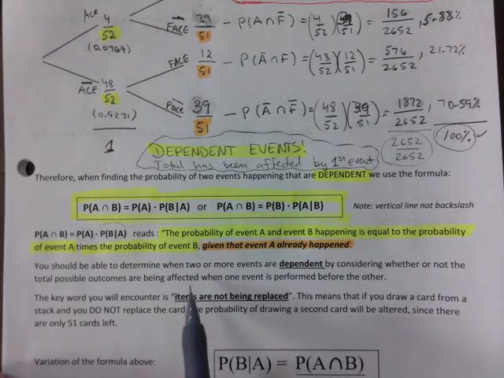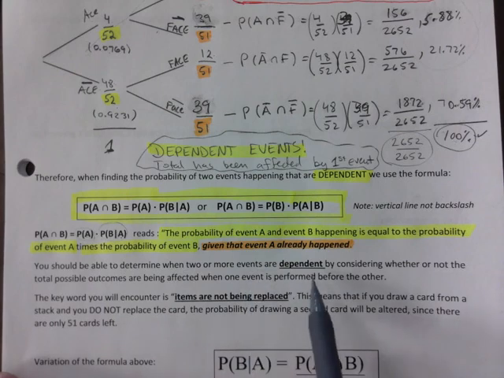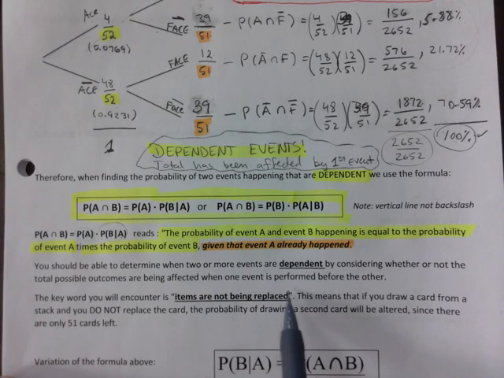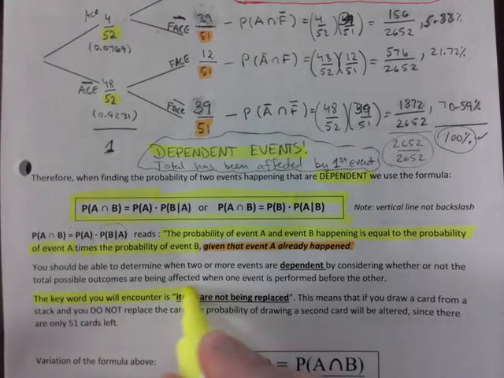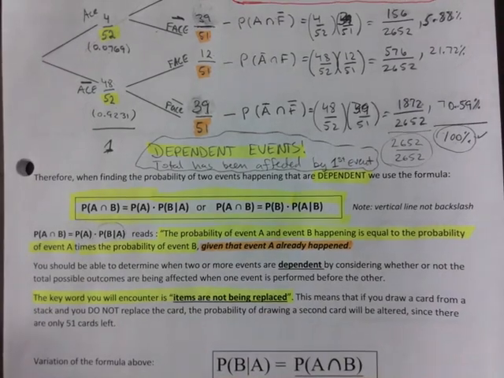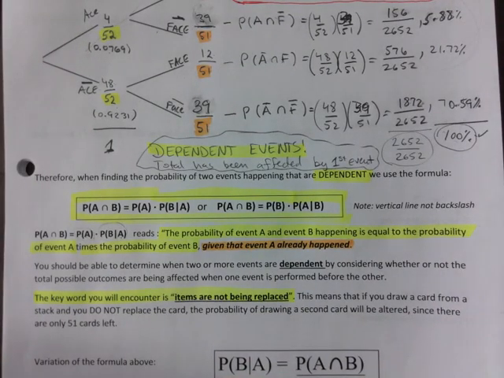You should be able to determine when two or more events are dependent by considering whether or not the total possible outcomes are being affected when one event is performed before the other. The key word you will encounter again is items are not being replaced.